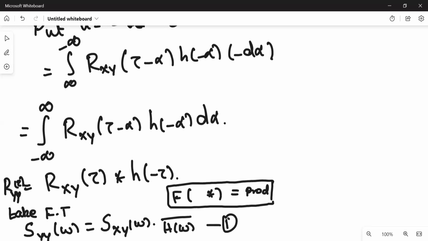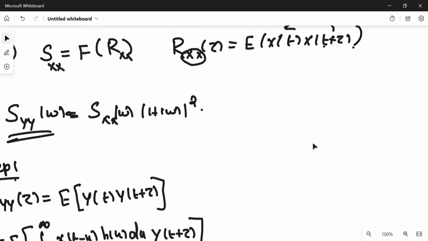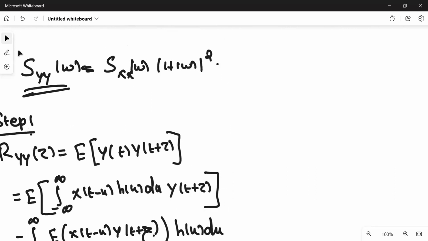Here actually we have to prove SYY is equal to SXX into |H(omega)|^2. But instead we have got SXY. So this term has to be changed. For that we are going to repeat a similar step. Step 2 will be similar to your step 1. Step 2 is nothing but finding SXY, which is there in the right hand side.